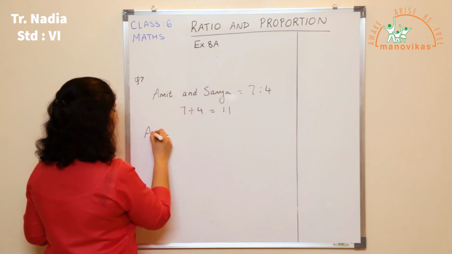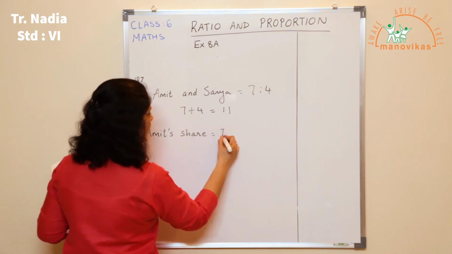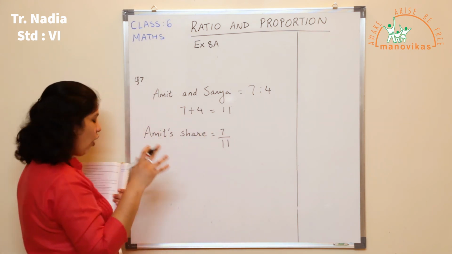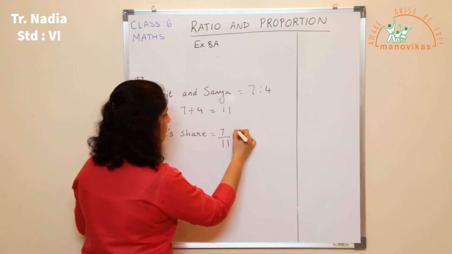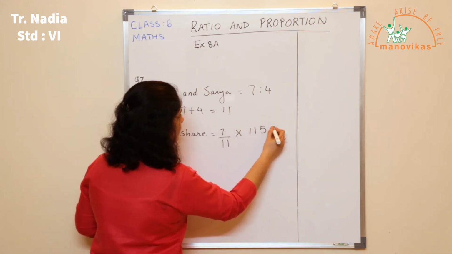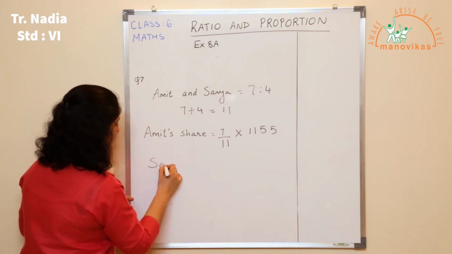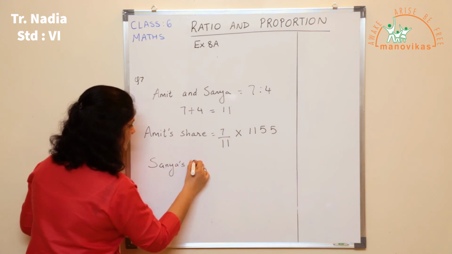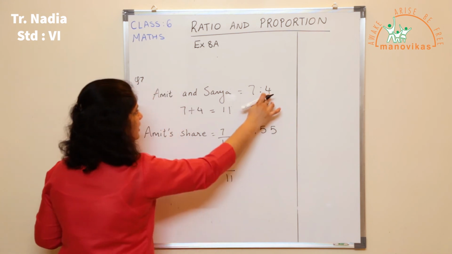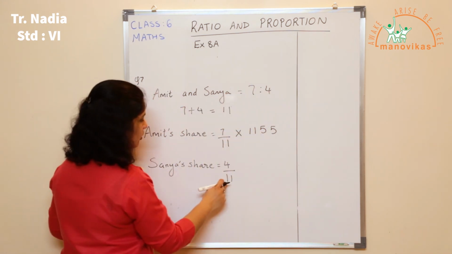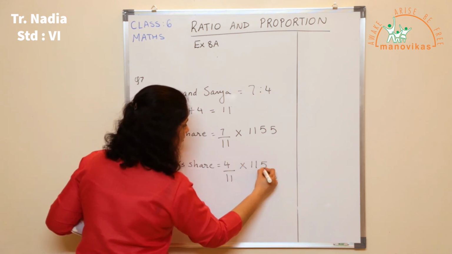So what will be Amit's share? Amit has to get 7 out of the 11 parts of the total money, that is of the 1155. So I'll say multiply by the total money, that is 1155. You all can work out this. Sania's share will be 4 out of the 11 parts because she gets only 4. Total parts are 11, so 11 in the denominator of the total money, which is 1155.